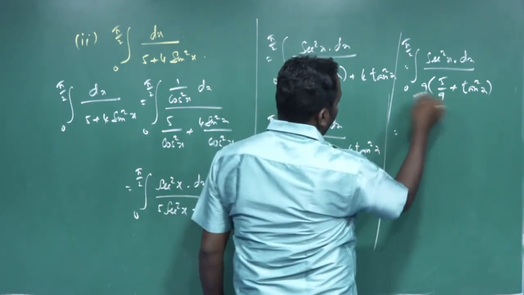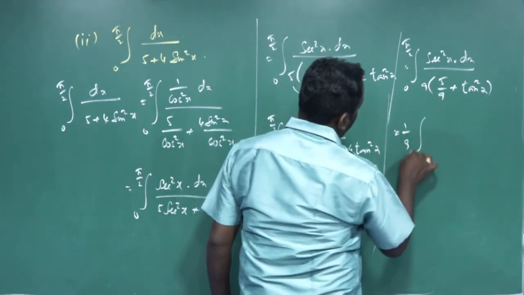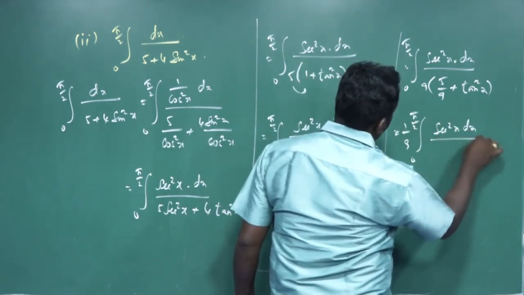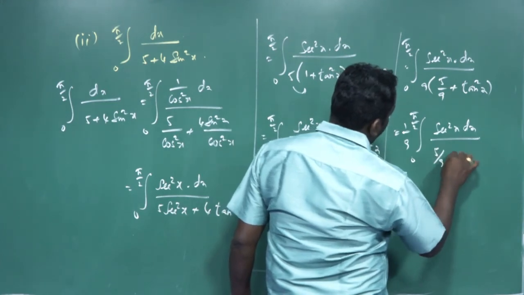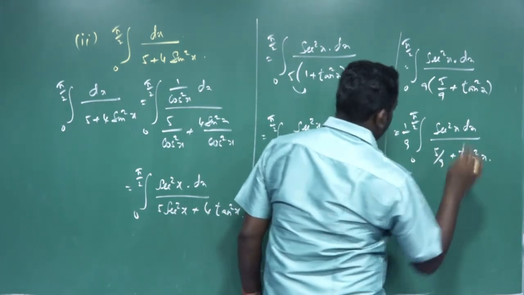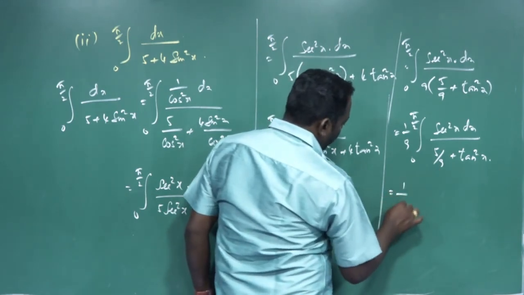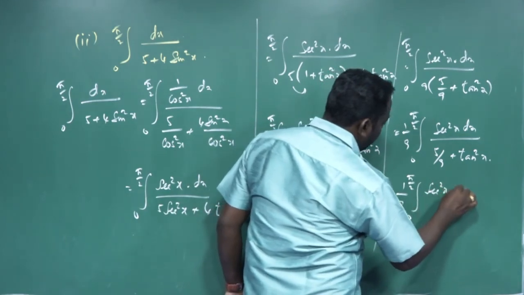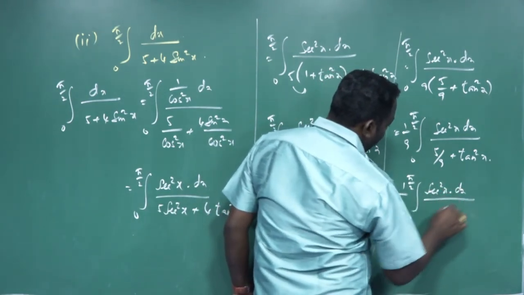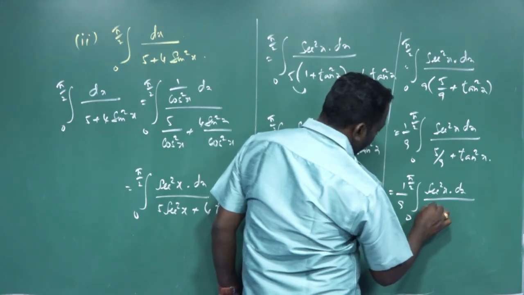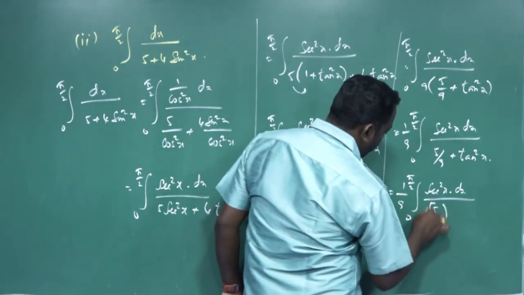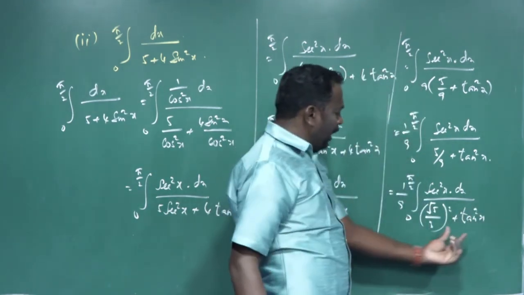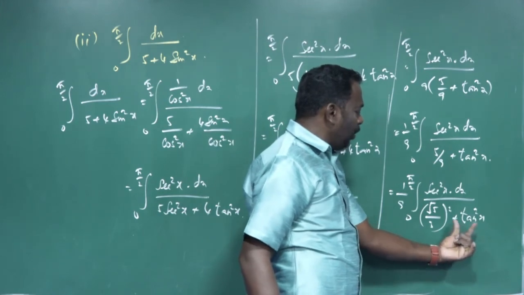Now 1 by 9 we can keep outside: 1 by 9 integral from 0 to pi by 2 of secant square x dx by 5 by 9 plus tan square x. Now convert this term: equal to 1 by 9 integral from 0 to pi by 2 of secant square x dx by root of 5 by 3 whole square plus tan square x. Now again we can take tan x equal to t.